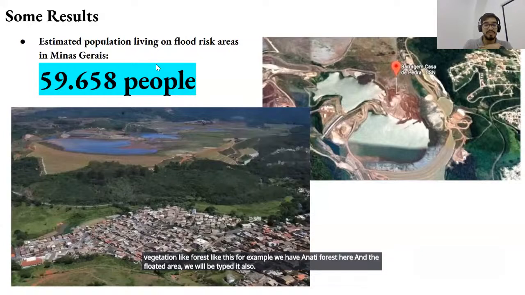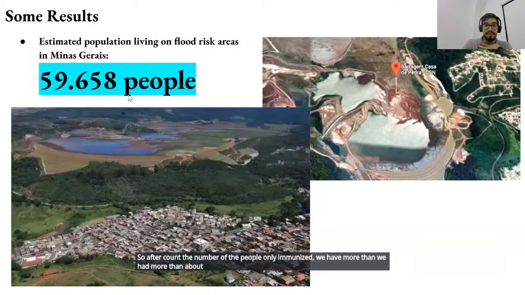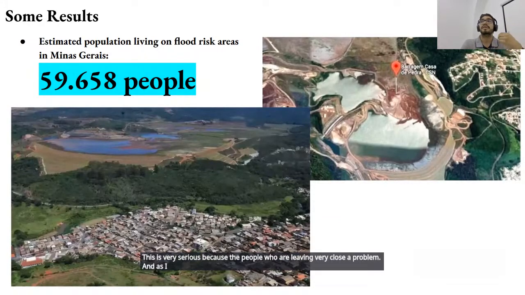So after counting the number of people, only in Minas Gerais, we have about 60,000 people living around the dams. This is not for all of Brazil. This is very serious because the people who are living very close to the dams face a problem. And as I said, every year the preoccupation about the rupture of the dams is increasing.